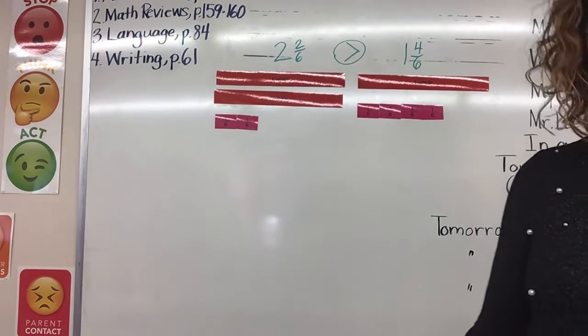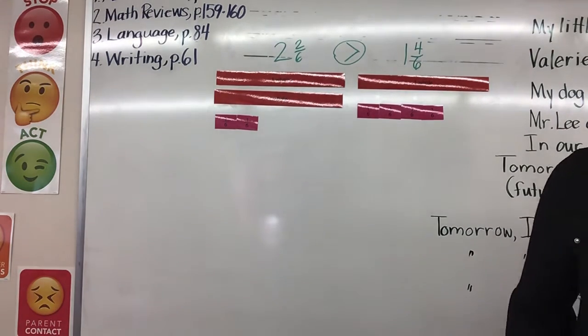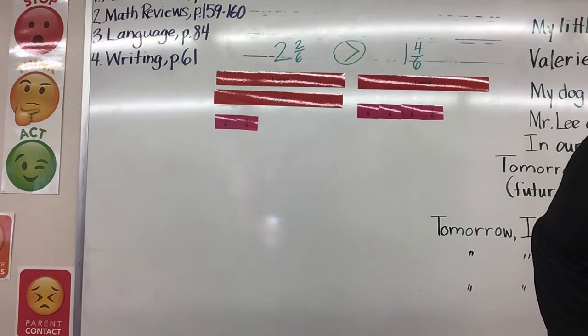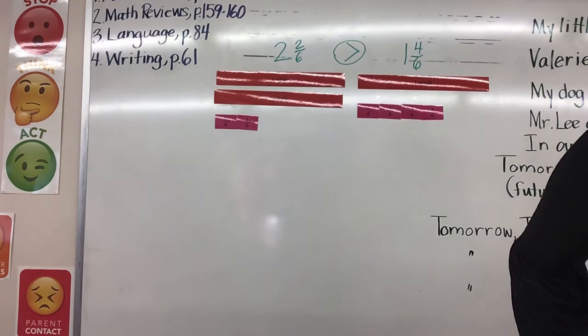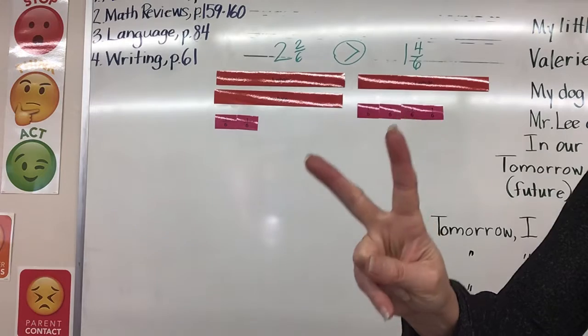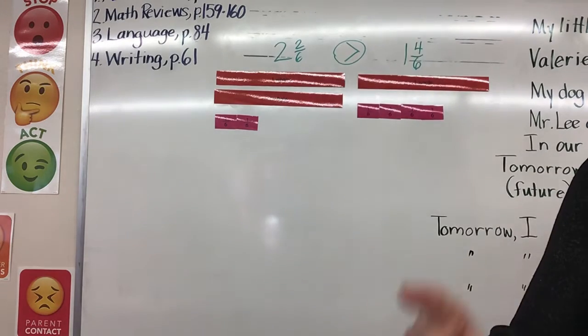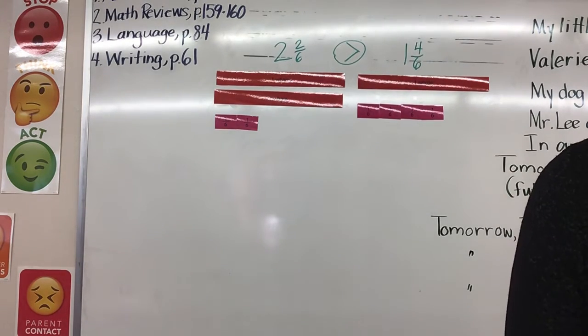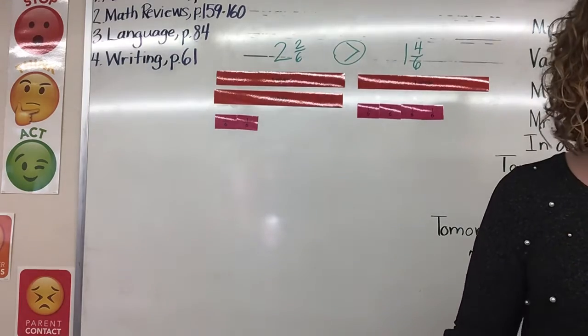All right, Chase, do you want to do the next one? Yeah, so 2 triangles are colored and then 1/2. Very good. So 2 triangles are colored in completely, so there's your whole number. And then the last triangle, they have 1 piece colored out of 2 pieces. There are 2 pieces, so 1/2. 2 and 1/2 is your mixed number. All right, now we're going to compare.